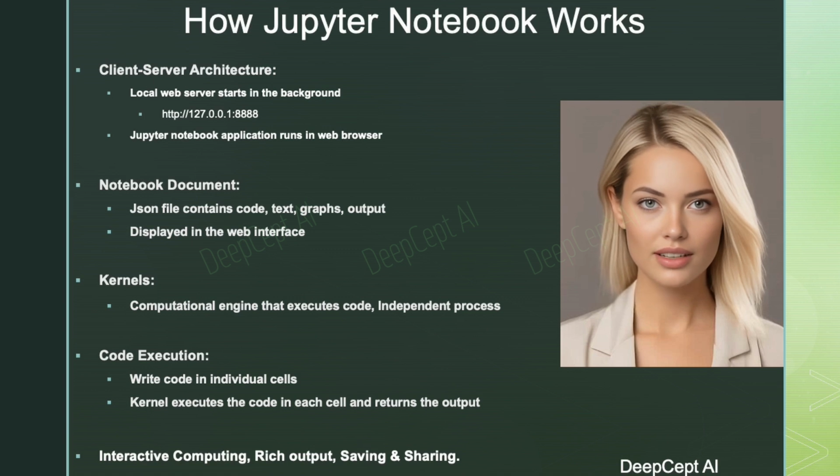Users can iteratively execute code cells within the notebook, with the kernel processing the code and returning the output, including text, plots, and tables. Jupyter Notebook facilitates interactive computing, meaning you can modify and rerun code cells iteratively, allowing for rapid prototyping and experimentation. It supports rich output, enabling interactive visualizations and multimedia elements. Additionally, users can save their notebooks locally or share them with others via platforms like GitHub or JupyterHub, making it a versatile tool for collaborative research and data analysis.